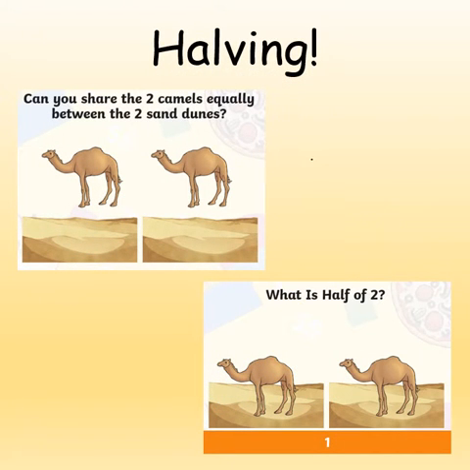Okay, so here you can see I've got 2 camels, and the question is saying, can I share the 2 camels equally between the 2 sand dunes? And you can see I have put them equally into the 2 groups, into the 2 sand dunes. And half of 2 is 1. I've got 1 camel on each sand dune, so half of 2 is 1.